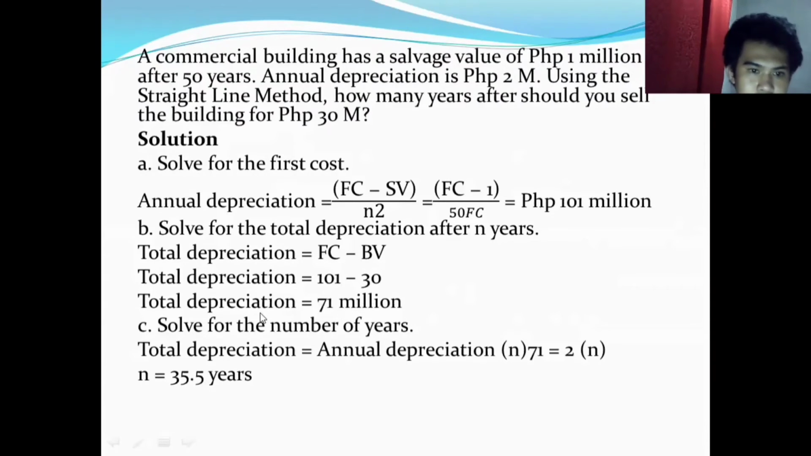So next, solve for the number of years. So total depreciation equals annual depreciation times n. 71 equals 2 times n. So n equals 35.5 years.